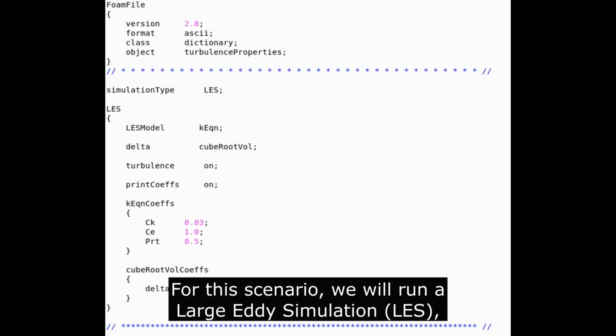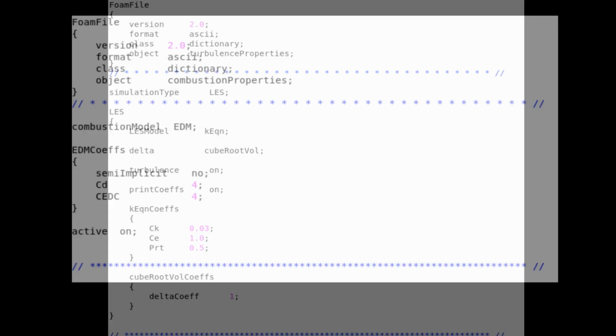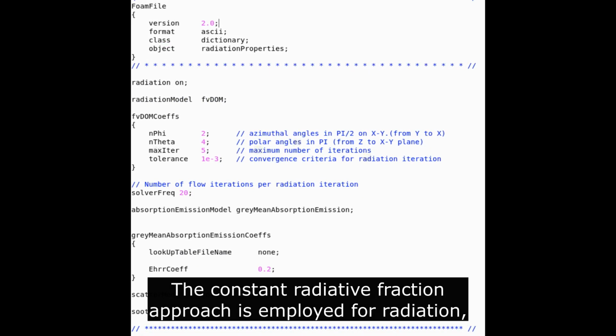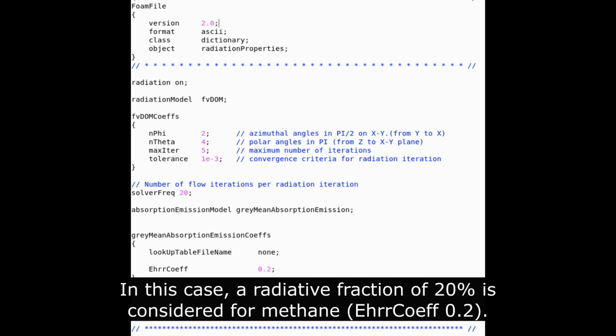For this scenario, we will run a large eddy simulation using the one-equation turbulence model. For combustion, the eddy dissipation model will be used. The constant radiative fraction approach is employed for radiation, which considers an optically thin flame. In this case, a radiative fraction of 20% is considered for methane.